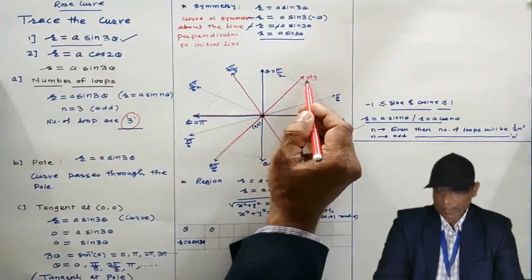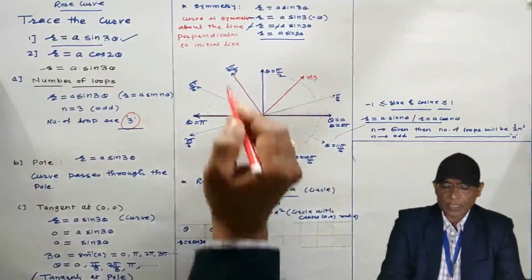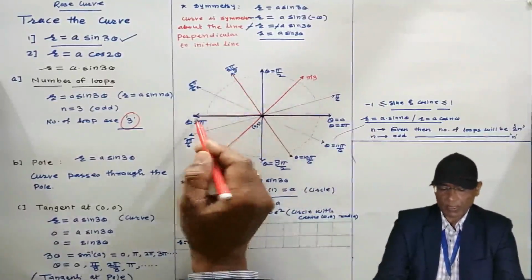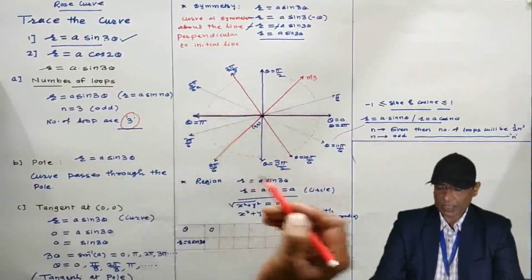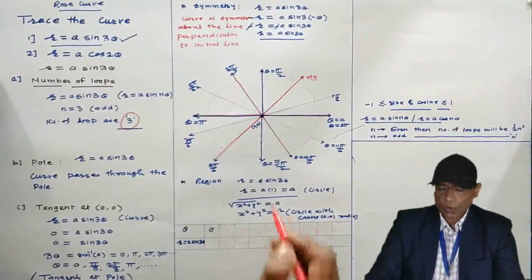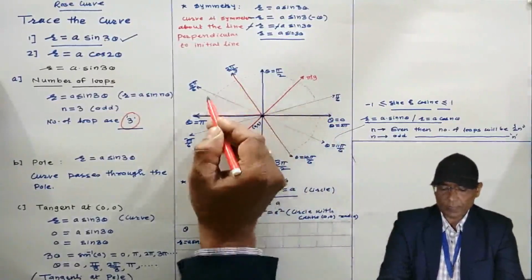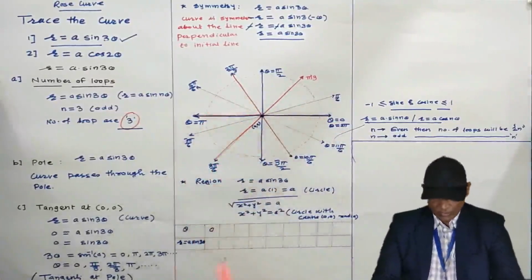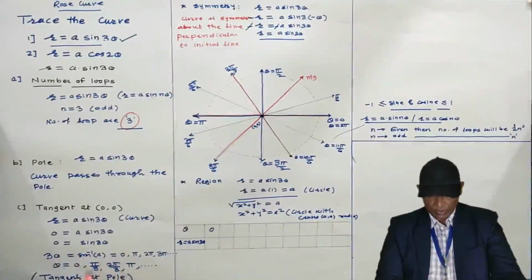Theta equal to pi by 3 I will not take here. Theta equal to 2 pi by 3, theta equal to pi, theta equal to 8 pi by 6, theta equal to 10 pi by 6, those values I will not take here, because for those values of theta, r is 0. Here we have written the values of theta for which r is not 0.